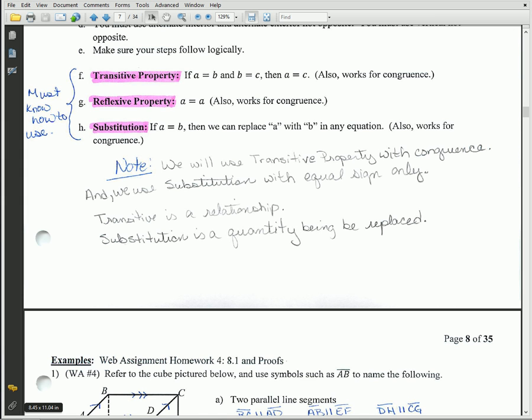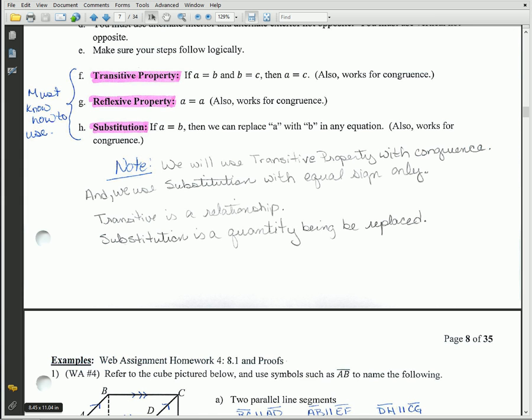One is the transitive property. What that means is that if A equals B and B equals C, then clearly A equals C. This also works for congruent. If A is congruent to B and B is congruent to C, then A is congruent to C. Reflexive means that A is congruent to itself.